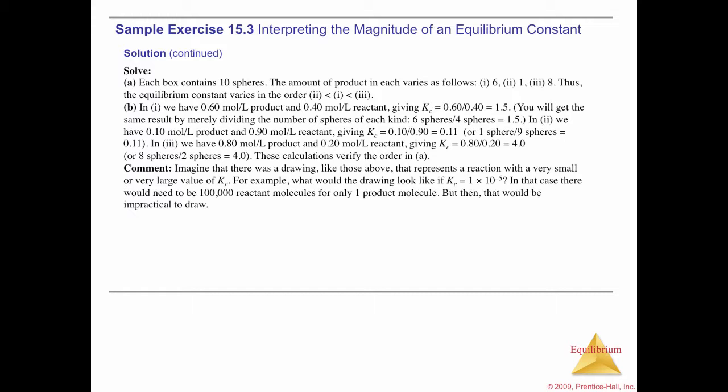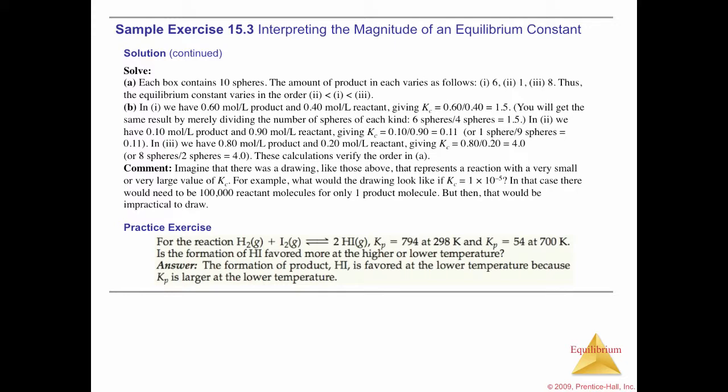Imagine that there was a drawing like those above that represents a reaction with a very small or very large value of K sub C. For example, what would the drawing look like if K sub C is equal to 1 times 10 to the negative fifth? In that case, there would need to be 100,000 reactant molecules for only one product molecule. But then, that would be impractical to draw. Please try the practice exercise.